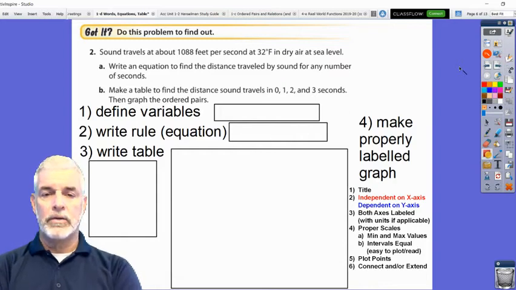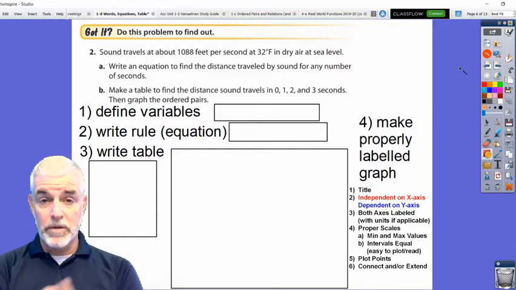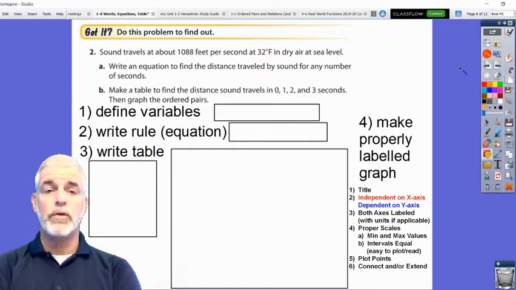Okay, got it. Now you should have a separate piece of paper. You might have printed it out. I provided this notes page for you.